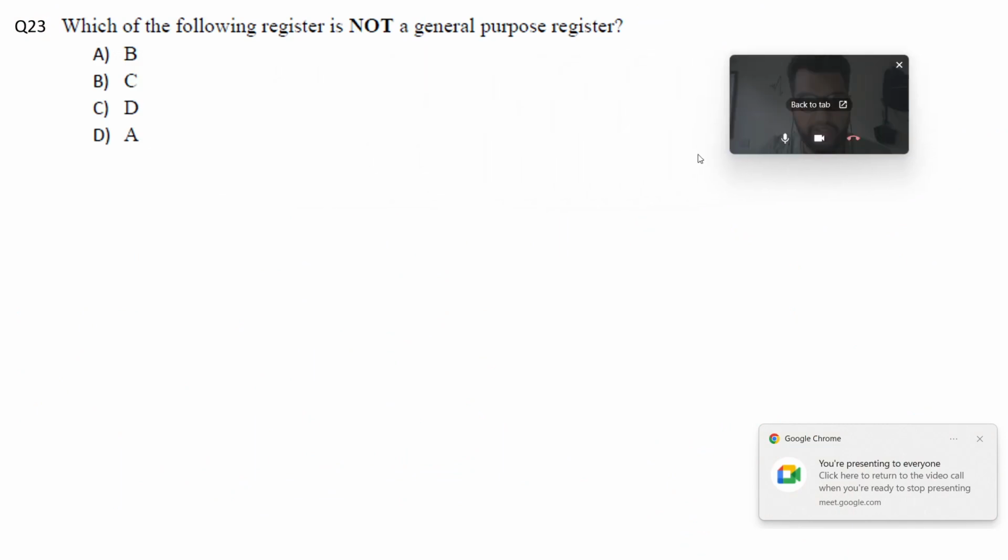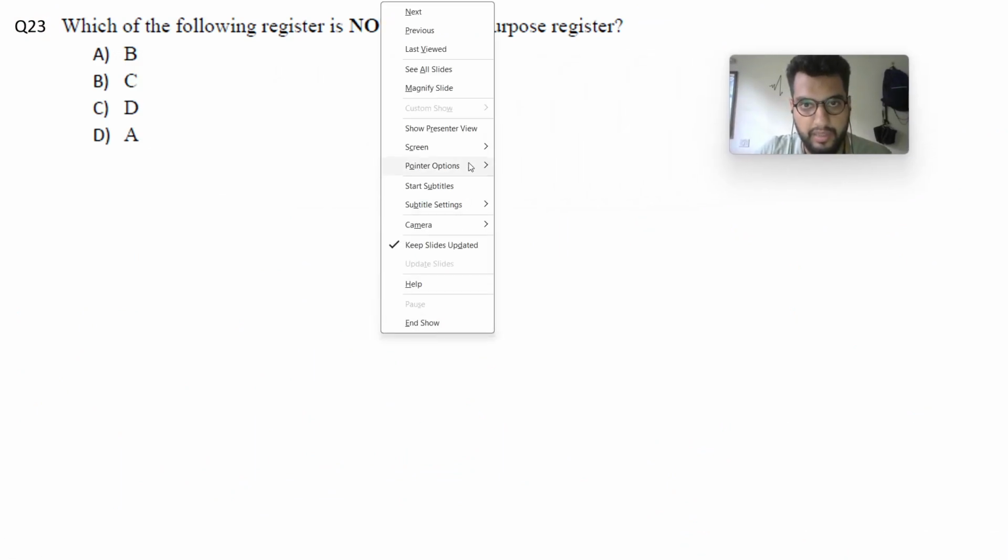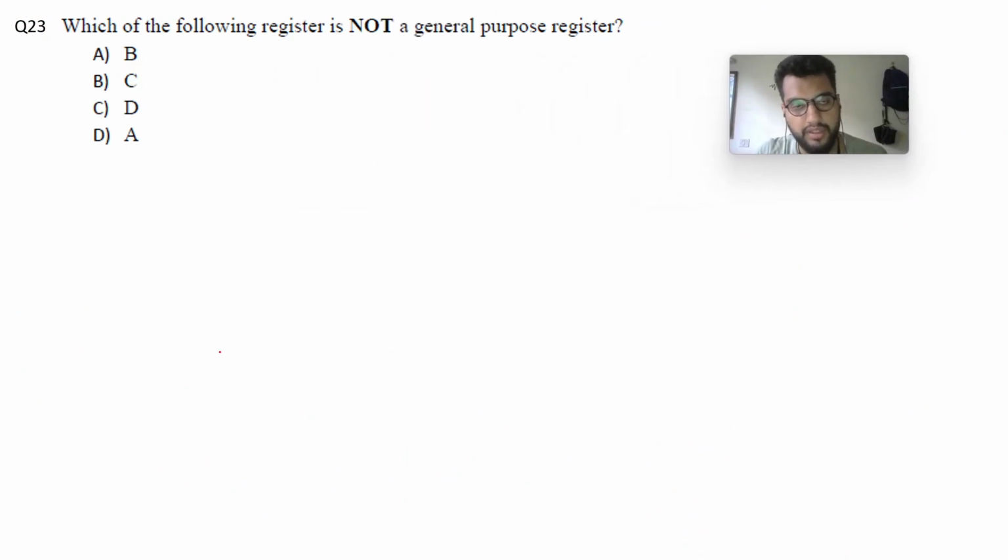Which of the following is not a general purpose register? Can anyone tell me which of the following is not a general purpose register? Anyone? You can use your microphones if you want. Yeah, so option D, accumulator. I was just expecting someone to say A, B, C, D. So it's a trick question.